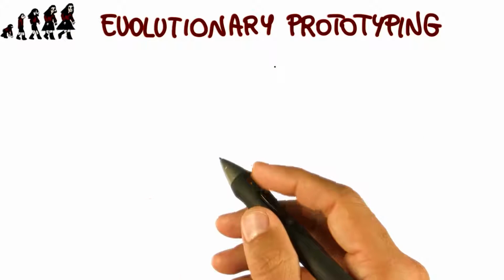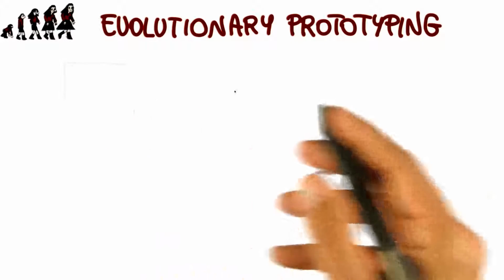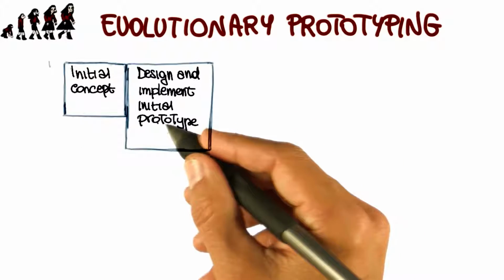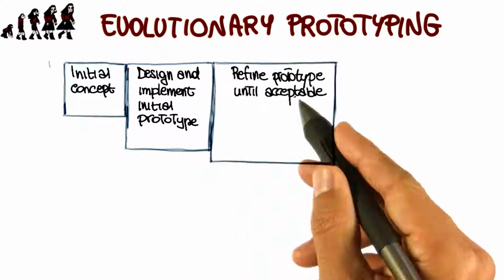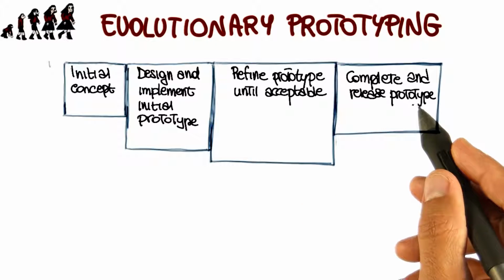The next process model I want to discuss is evolutionary prototyping, which works in 4 main phases. We start from an initial concept. Then we design and implement a prototype based on this initial concept. We refine the prototype until it is acceptable. And finally, we complete and release the prototype.